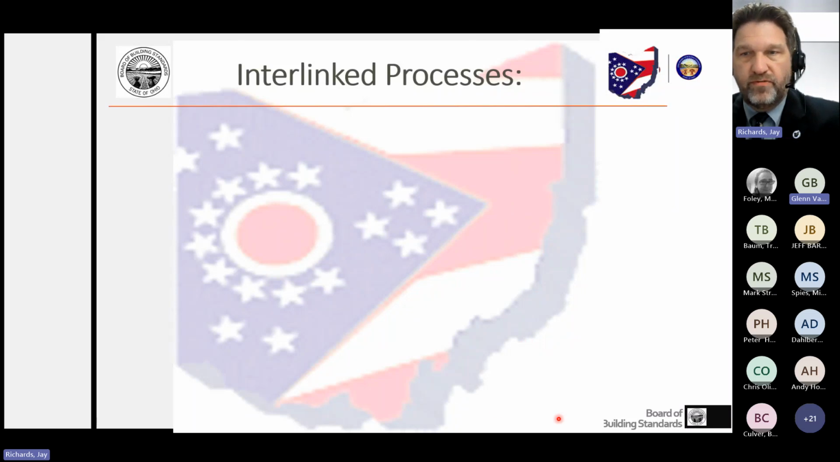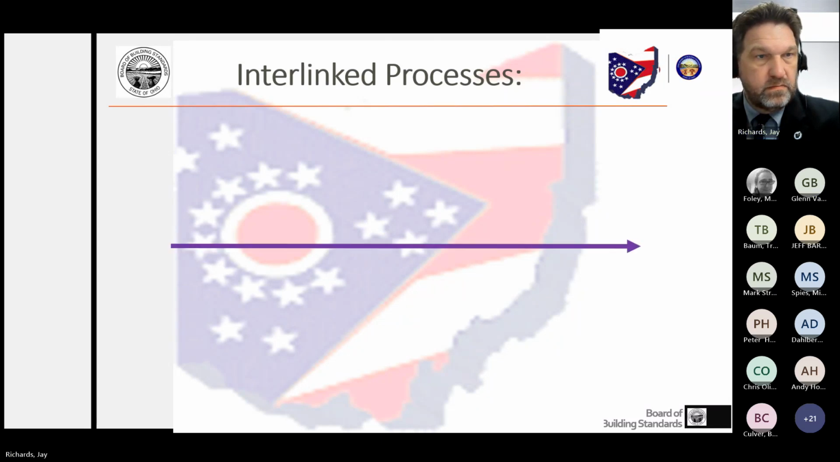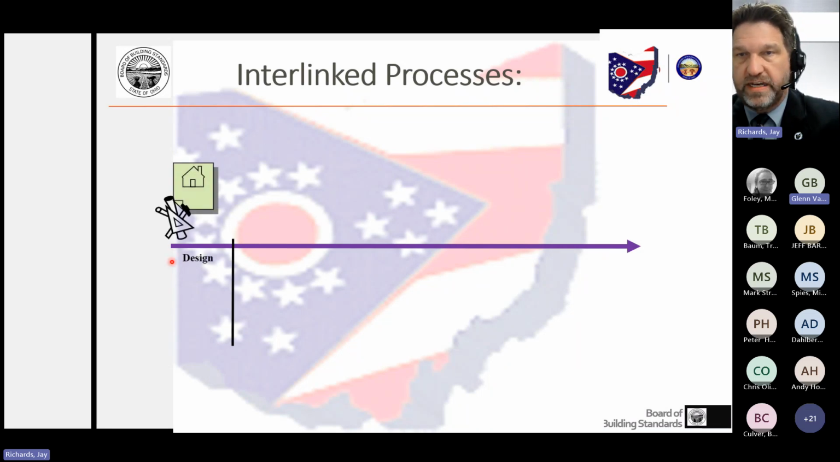So the first thing we have in all this is that purple line, which represents the timeline of a building, the lifetime of a building, if you will. It starts at one end with the owner's idea. They want to build a building and they have some designs in mind.